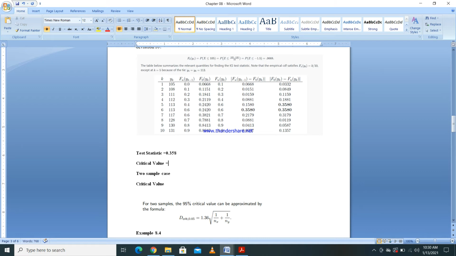That is equal to 1.36 over root n. N is 10, right?